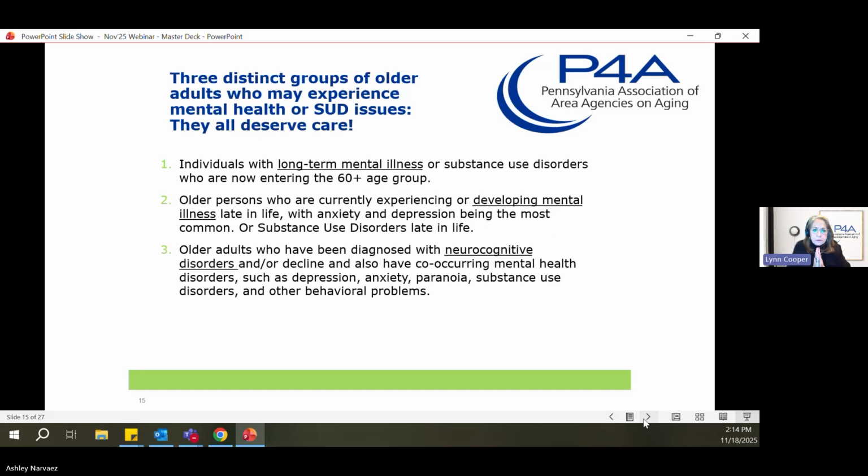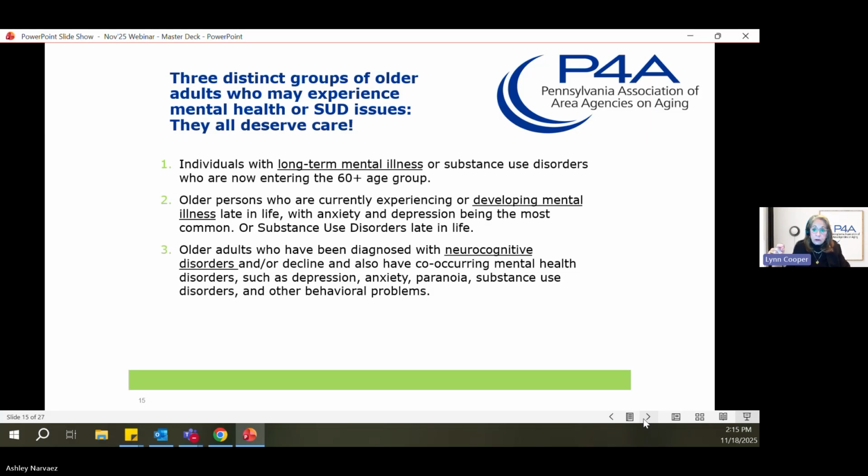There are 3 specific older adult groups that we're working to assist. Number 1 is individuals that have a long-term mental illness, meaning people that have lived with a substance use disorder or a mental health problem for many years. This group is actually the easiest to get services for because they're usually well known to the mental health system and to the drug and alcohol treatment system. They're folks that have been in the system. Those are the folks we can generally get the help they need pretty easily.